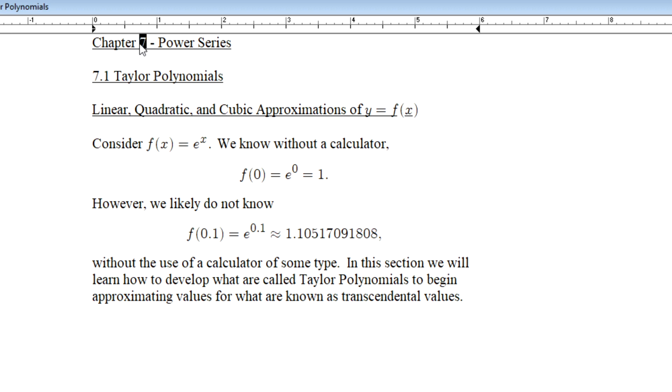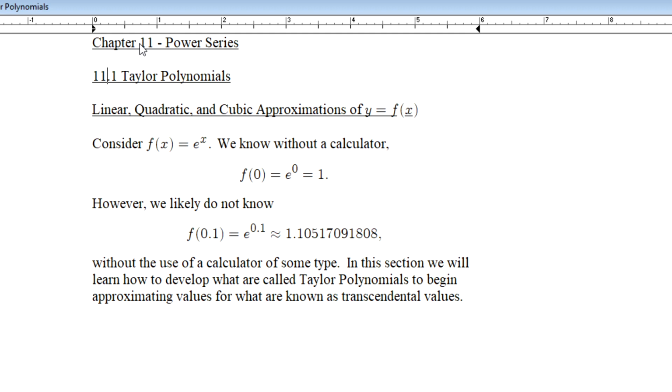Well, we just finished chapter 10 material, so we are moving on to chapter 11, where we're going to be looking at power series, and particularly we're going to start here in section 11.1, Taylor Polynomials. So let me fix that like I just did here.